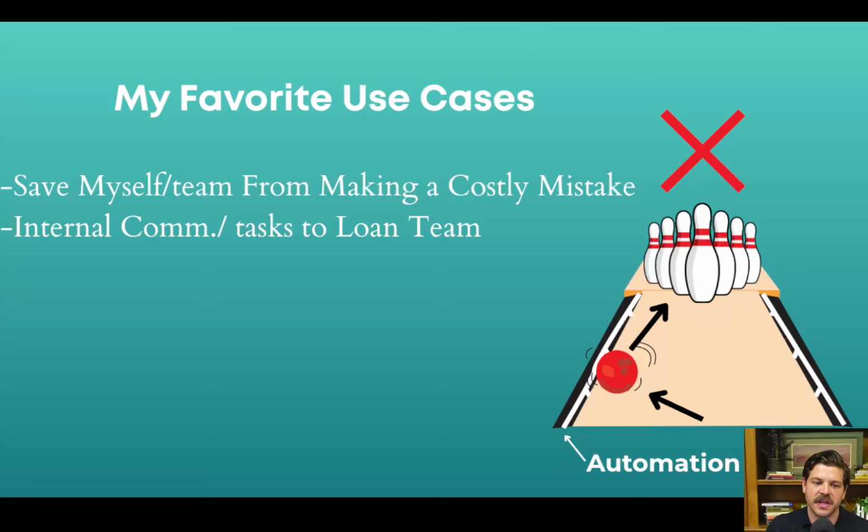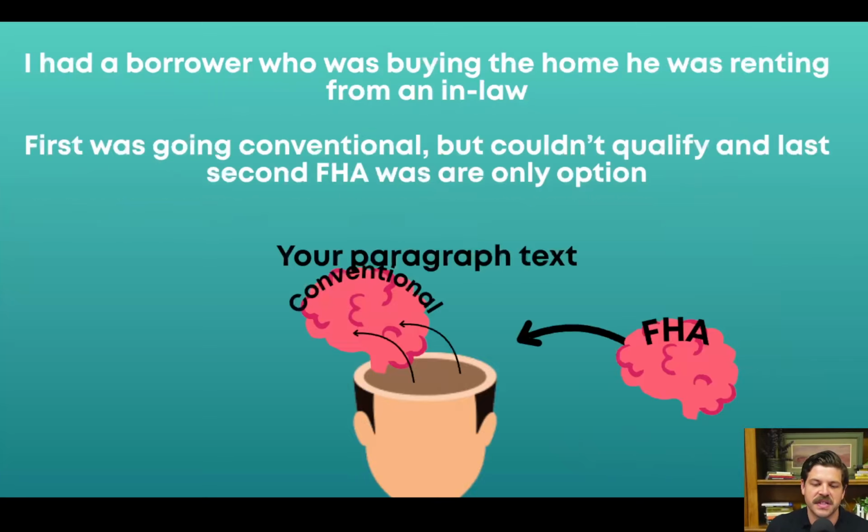So again, some of my favorite use cases for the rules. This is a real example that happened to me. I had a borrower who was buying the home that they were renting from an in-law. They had been there for like 2 years and they had agreed to a preset price. At first we were going to go conventional. There wasn't going to be any issue. And the way things were shaping out, conventional was not an option, and we had to switch it to FHA.